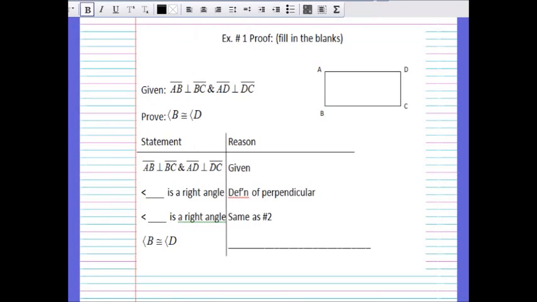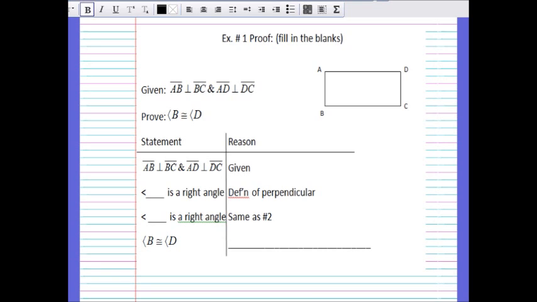And now we're going to get started with our first example. It's a proof example, and it's a fill-in-the-blank proof to get you guys started. Now, you'll see from this point on, there's no turning back with these proofs. We're going to be proof heavy for the rest of this semester. So, looking at our picture and our given statements, segment AB is perpendicular to segment BC, and segment AD is perpendicular to segment DC. We want to prove that angle B is congruent to angle D.